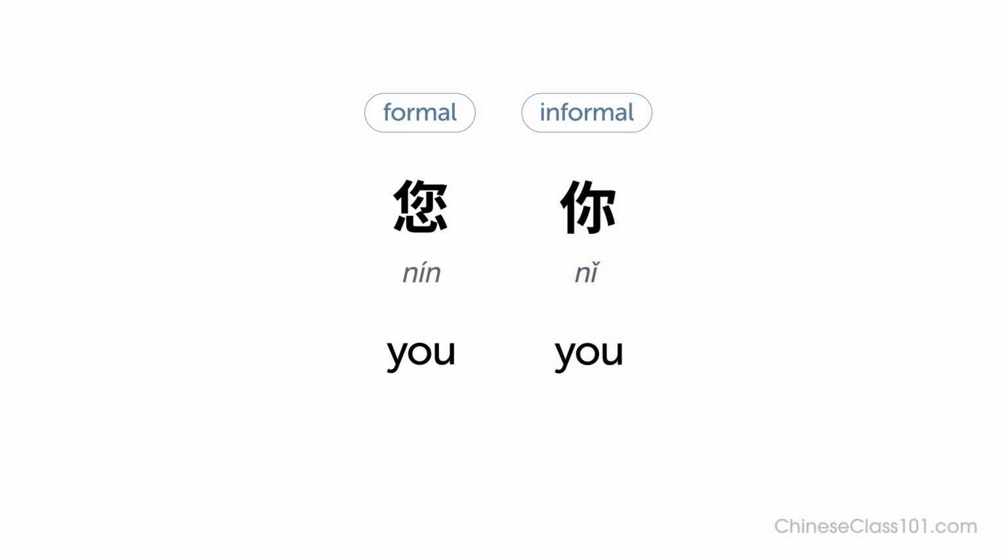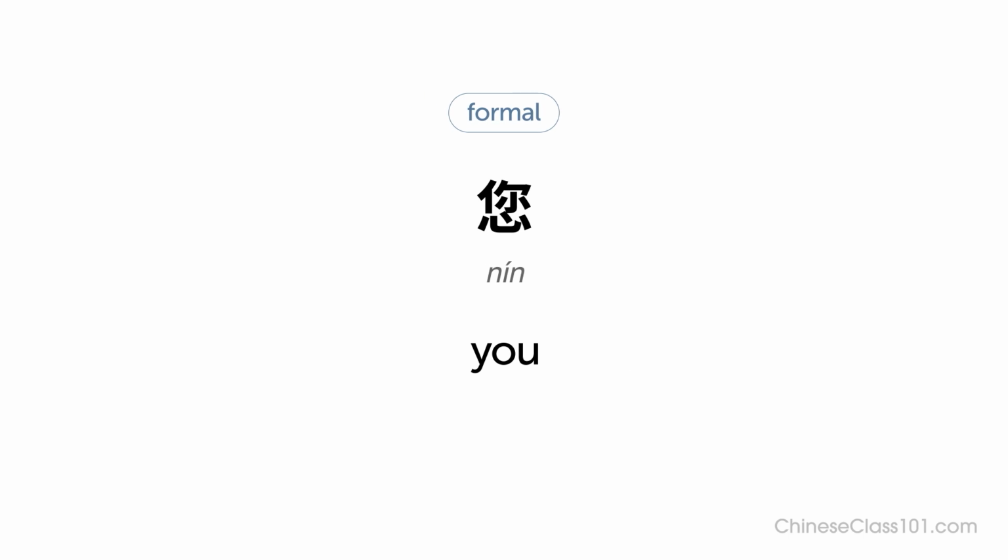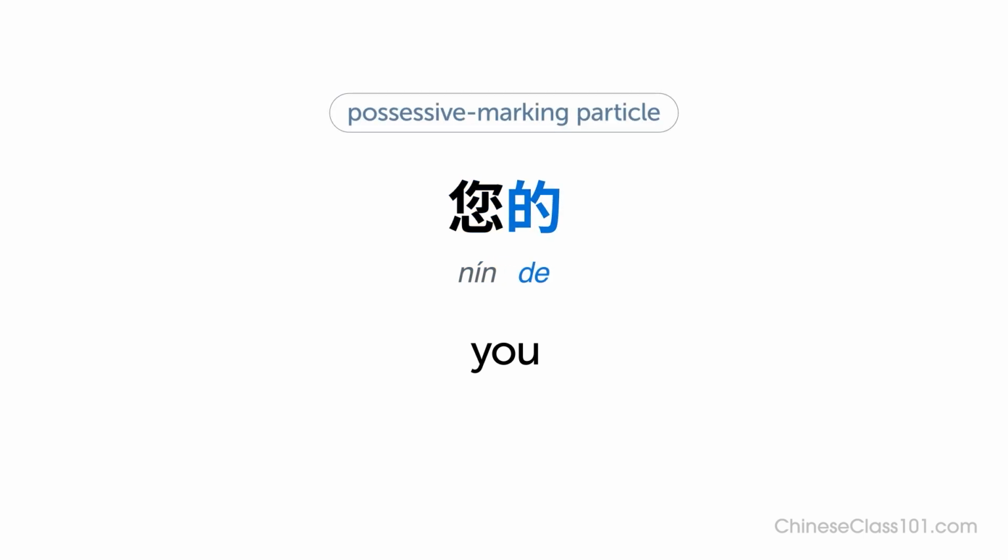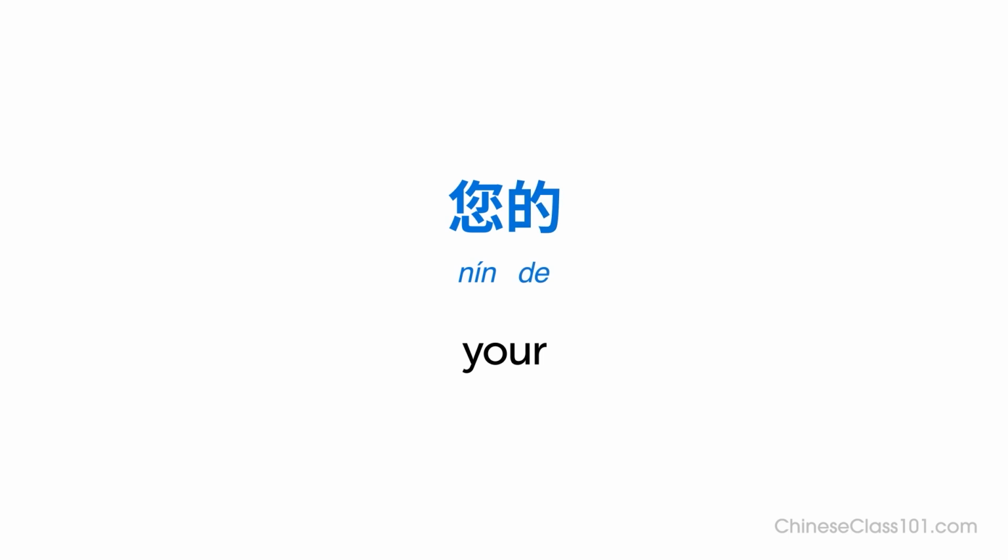As this is a city office setting, the speaker chooses to use the more formal 您. Next is 的, the possessive marking particle. Think of 的 as a way to indicate possession. The word it follows possesses the thing that comes after it. In this sentence, it marks 您, you, as the possessor. Together it's 您的, a formal way to say your.